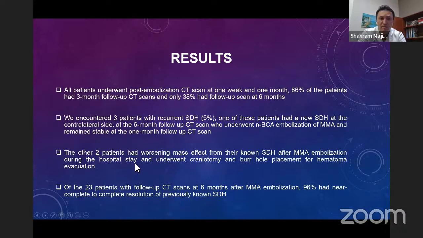The other 2 patients had worsening mass effect from their known subdural hematoma after MMA embolization during the hospital stay, and they underwent craniotomy or burr hole placement for hematoma evacuation. Of the 23 patients with follow-up scan at 6 months, 96% had near complete or complete resolution of previously known subdural hematoma.